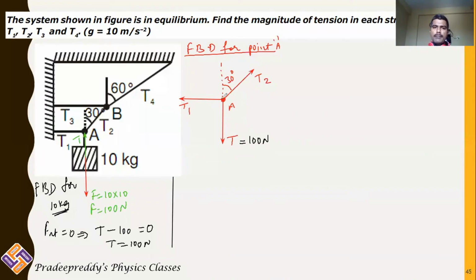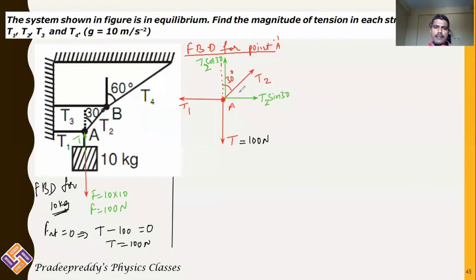T1 is along the x-axis, but T2 is in the plane. T2 is a vector in the plane, so I need to resolve it into two components: one along vertical, the other along horizontal. Only those vectors which are in the xy plane are resolved. The adjacent side becomes cos, the opposite becomes sine. This is adjacent, therefore it is T2 cos 30, and this is T2 sine 30. T2 cos 30 and T2 sine 30 are the two different forces acting over here.